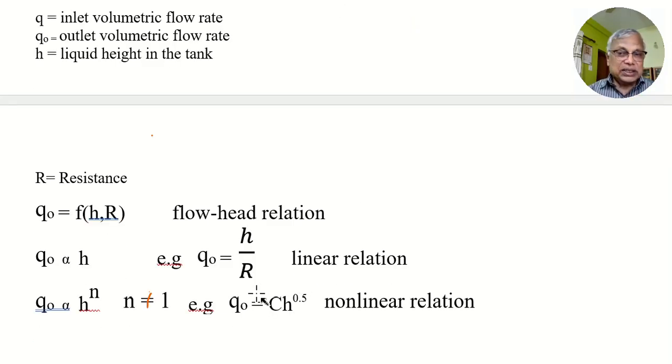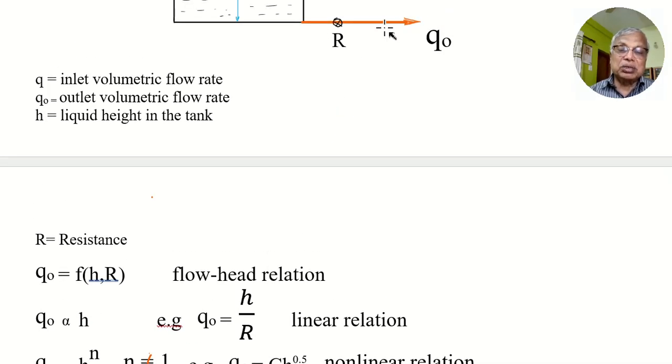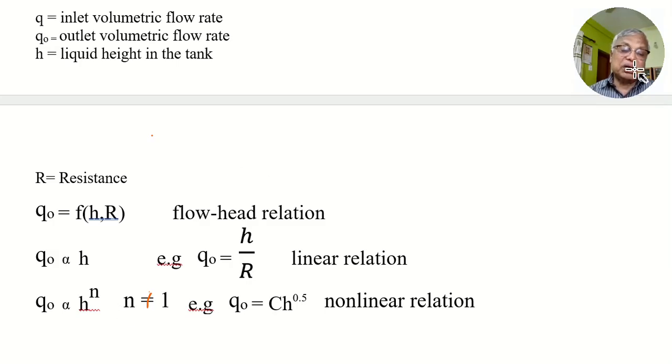It may not always be the case. In some cases, Q0 will be proportional to H power n, where n is not equal to 1. n is any constant other than 1. So this is a non-linear relation. It can happen if this is a pipeline and the flow is under turbulent conditions through a pipeline or through a valve, or a weir or notch, then n will not be equal to 1. It will be some constant other than 1.